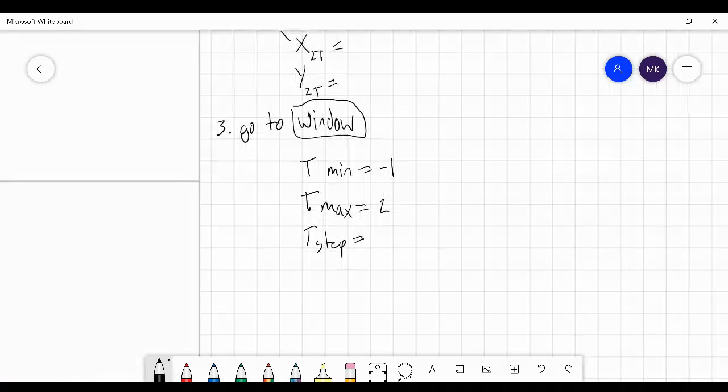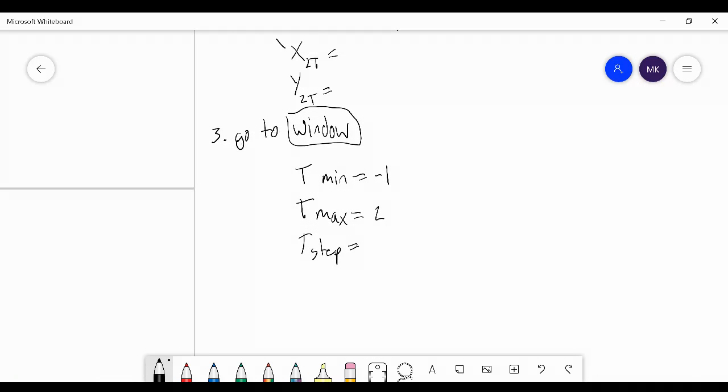1 is pretty safe. 0.5 is better. 0.1 is what I believe it defaults to most of the time, and I usually like to keep it at 0.1. Your calculator can do things pretty quick. If for some reason you do this and it looks just a little off, it doesn't look like what you expected, make that 0.01.